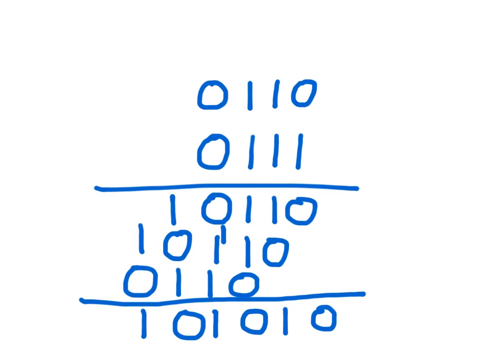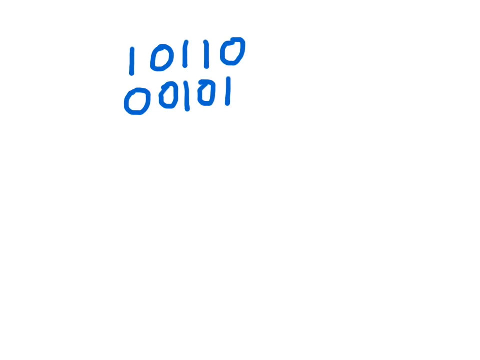Let's look at one more example of multiplying. Here we have, let's say, 10110, actually I'm going to give myself more room here because this is going to be longer than usual. So let's say we have 10110 times 00101. Okay, so how do we do this? Well, 1 times 10110 is 10110.